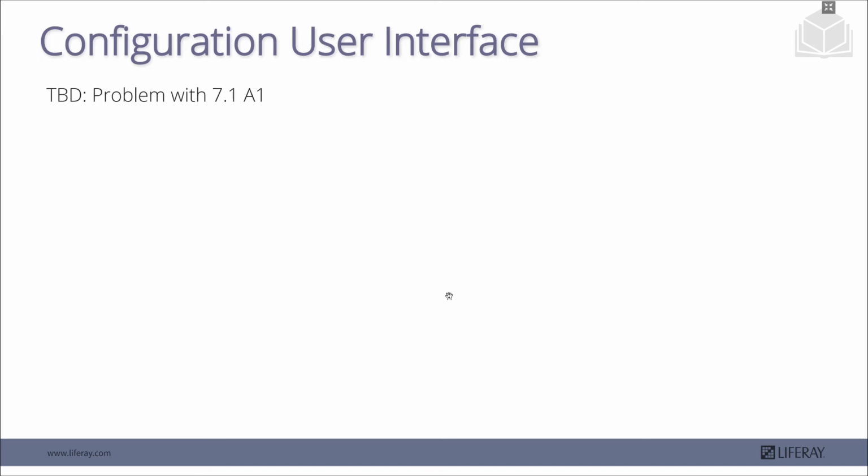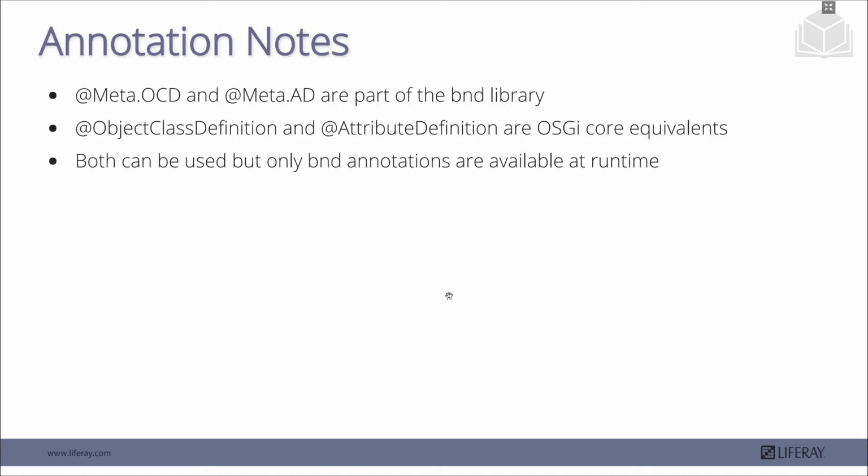So we'll move on from here, and we'll take a look at some of the other annotations, or at least some of them that we've seen already. So @meta_ocd and @meta_ad are part of BND tools, or the BND library. So again, BND tools still helping us out along the way. We can also use their equivalents, the object class definition and attribute definition annotations. That's how we can do it in the OSGi world. And so that's how you can see the correlation. OCD stands for object class definition, AD attribute definition. So you can use either one depending on preference. But keep in mind that the BND annotations are only available to us at runtime.